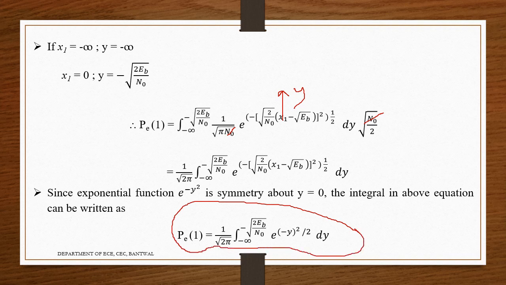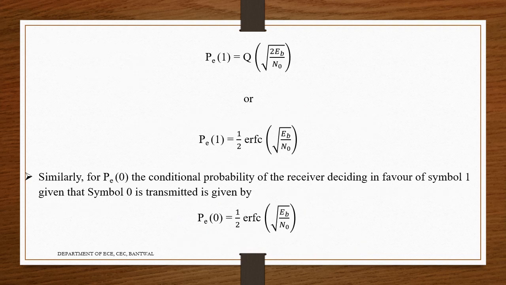Okay, P of 1 is equal to 1 by square root of 2 pi, into the integral from minus infinity to minus square root of 2Eb by N naught, of e raised to minus y whole square divided by 2, dy. So that is what we have represented in the lower limit. That is what I have taken here. This is the limit I have taken. So that is nothing but probability of error is equal to Q of square root of 2Eb by N naught.